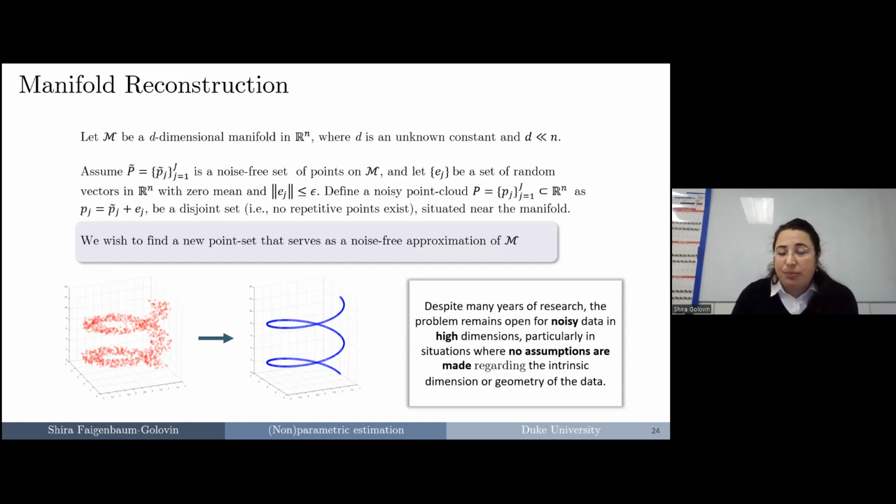The problem of manifold reconstruction is very widespread, and it was already addressed more than 20 years ago by the initial researchers that started to think about the problem. However, the problem was hardly addressed in the noisy scenario, when the data is contaminated with noise and without any assumptions on the intrinsic dimension of the manifold. And that's the strength of the method that we propose.